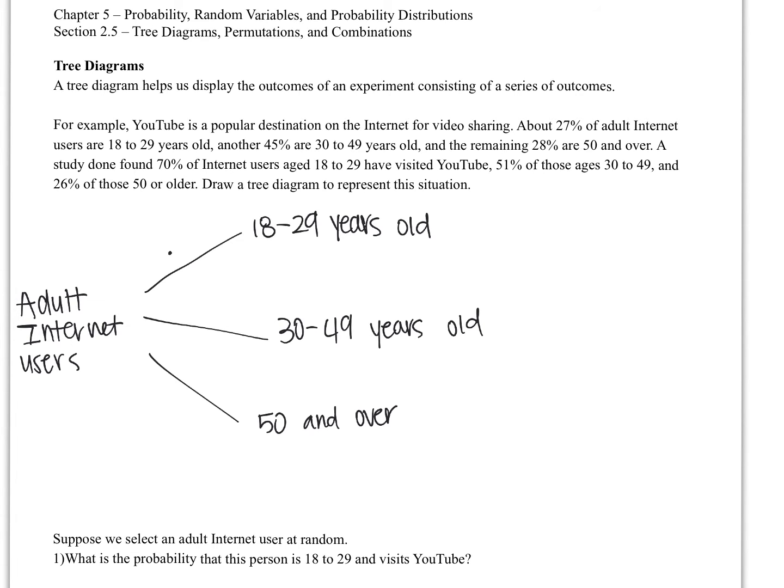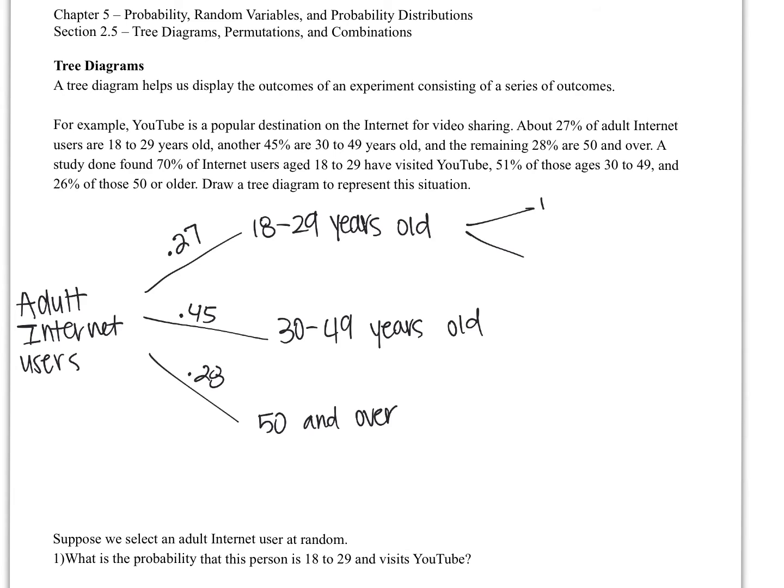Okay, so now we want to talk about the percentages that are in each of these categories. So 27%, so we use the lines to denote that. And then 30 to 49 is 0.45, and 50 and over is, sorry, 28%. Okay, so because these are our only 3 categories, those percentages have to add to 1, so 100%, and just double checking, they do.